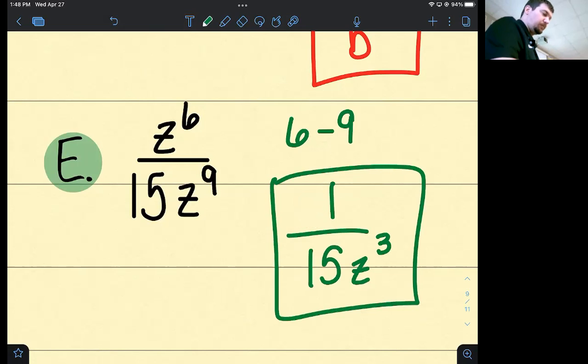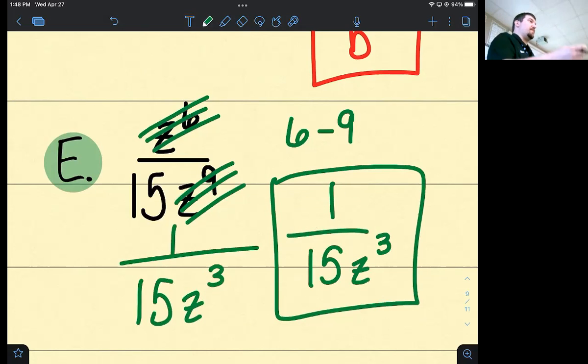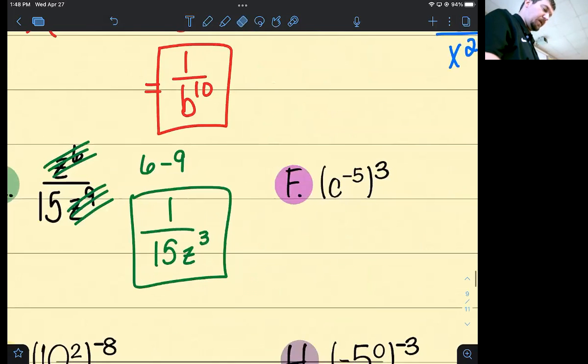Visually, because I'm more of a visual person, I know that these 6 z's are all going to cancel out with all but 3 of these. That's my answer, right? You could just imagine the 6 on top canceling with 6 on bottom, leaving you 3 on bottom. So 1 over 15z to the 3rd. It's the same answer, just a couple different ways to think about doing it.